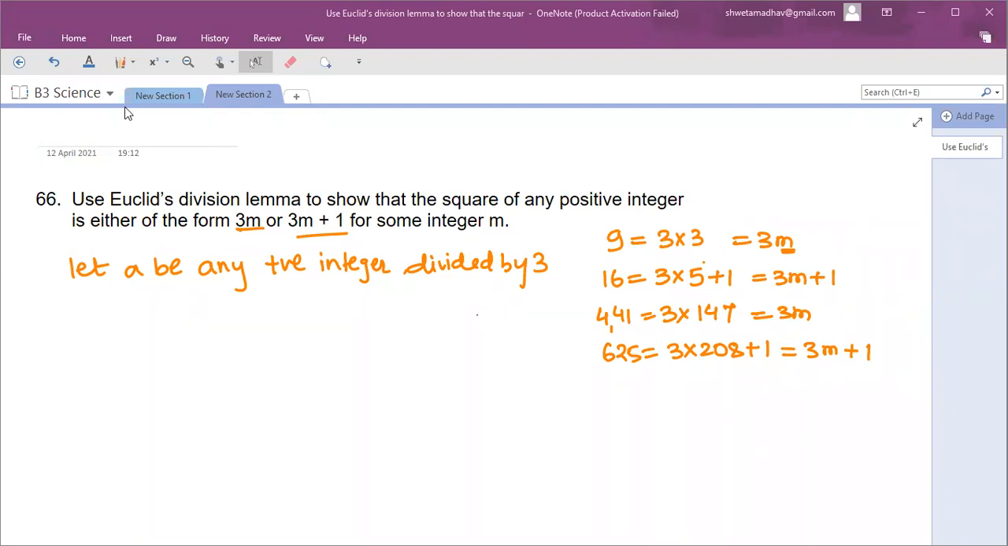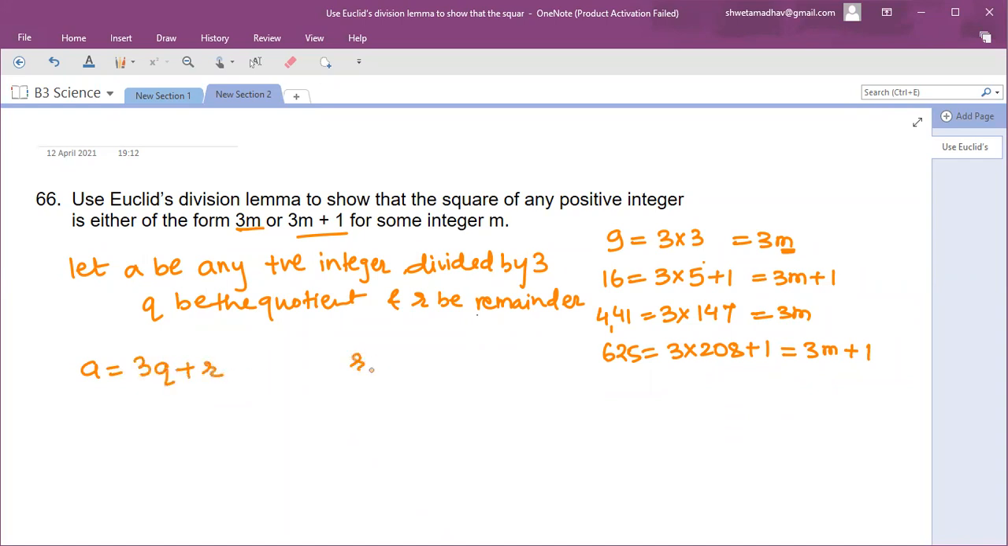Divided by 3, q is the quotient and r be the remainder. Right? Now, according to Euclid's division lemma, how do we write it? a is equal to bq plus r. Here, what is the b value? b is 3, we have taken 3. So a equals 3q plus r.